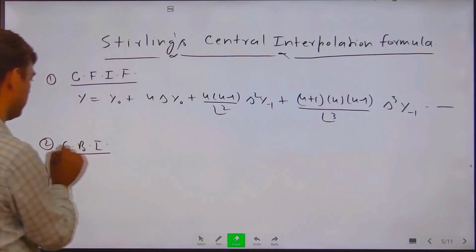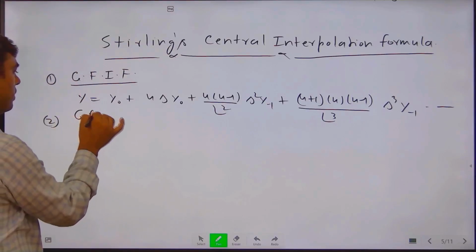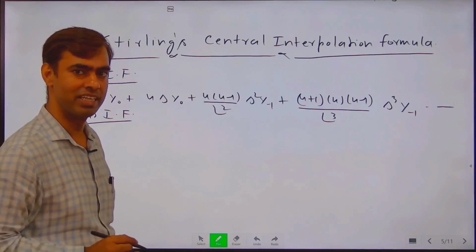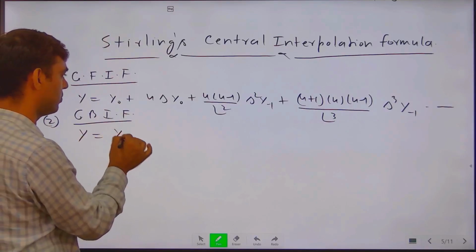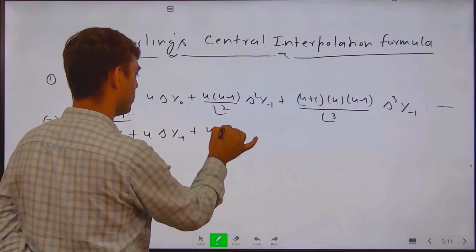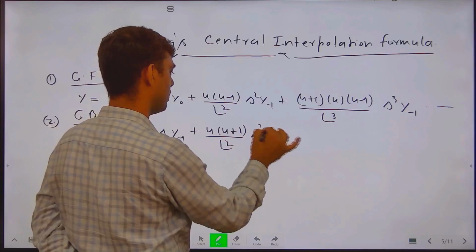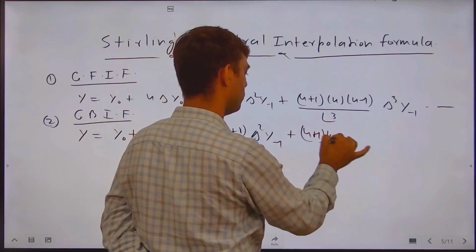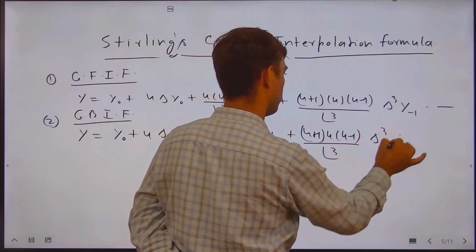If we write the Gauss backward here, the Gauss backward central interpolation formula. So what is the Gauss backward central interpolation formula? Just as we wrote earlier, y equals y 0 plus u del y minus 1 plus (u plus 1) u upon factorial 2 del 2 y minus 1 plus (u plus 1) u (u minus 1) upon factorial 3 del 3 y minus 2.